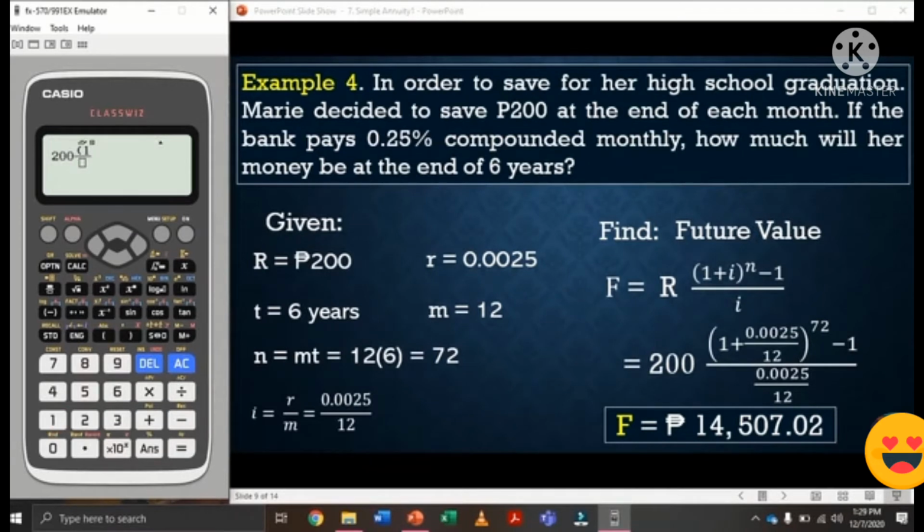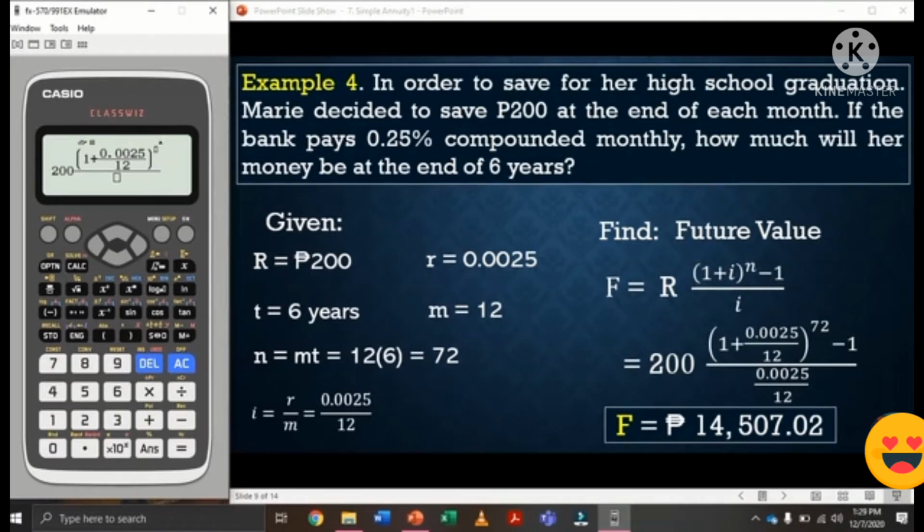Okay, so sa taas, open parenthesis lang yun natin. That is 1 plus. Kung may fraction tayo, piliin natin yung fraction, 0.0025 that's over 12. And then, okay, close parenthesis, pindutin mo yung fraction bar.